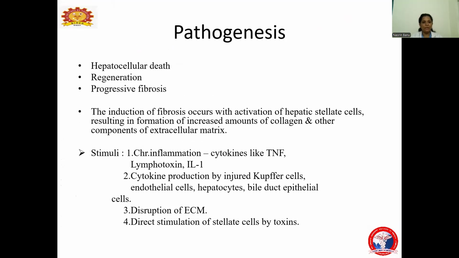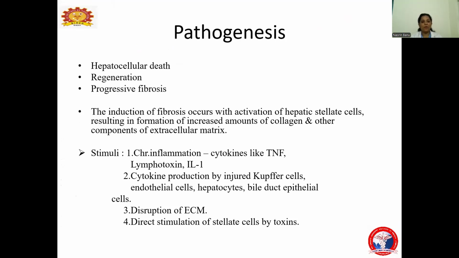Pathogenesis: hepatocellular death, regeneration, and then progressive fibrosis. The induction of fibrosis occurs with activation of hepatic stellate cells, resulting in formation of increased amounts of collagen and other components of extracellular matrix.